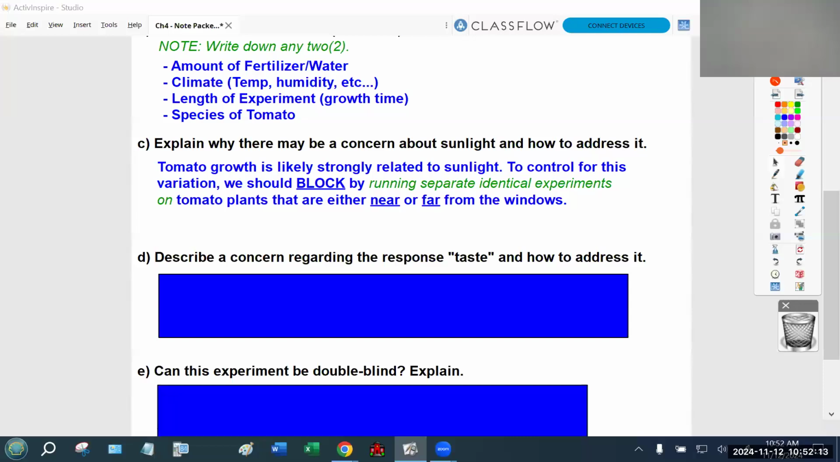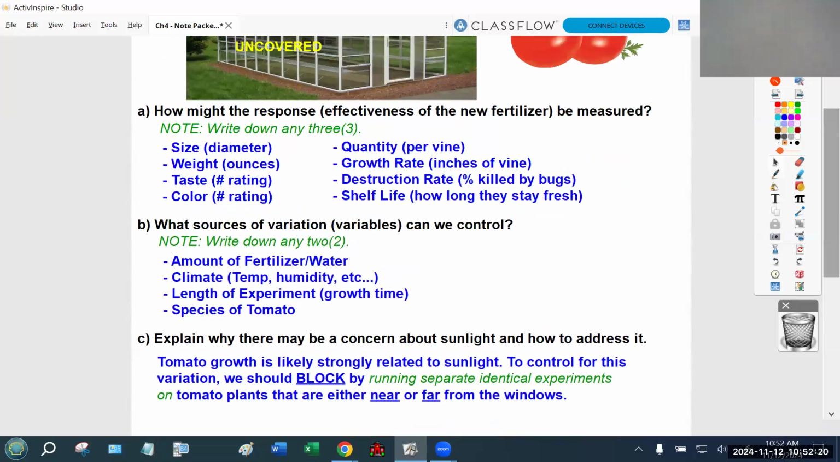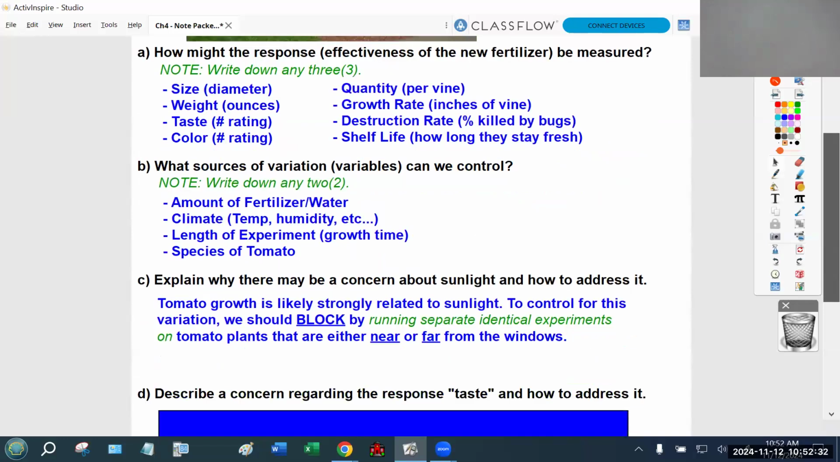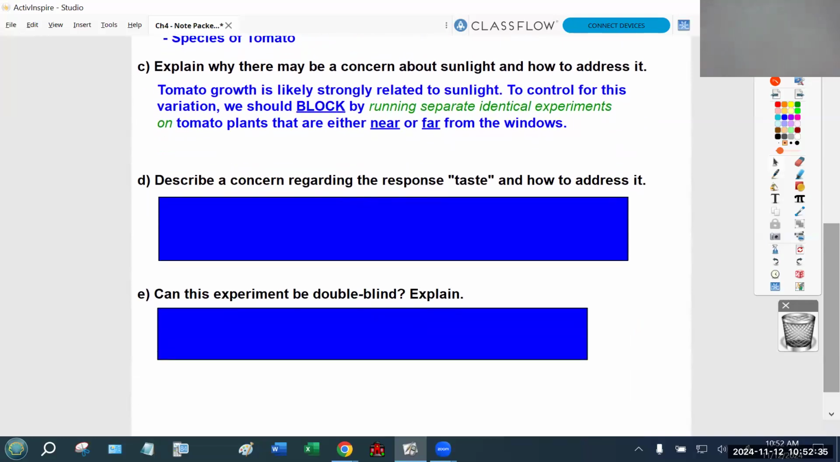Now, the next two questions are loosely related. Okay, I believe somebody in this class yesterday talked about color as being a response variable. I don't recall if it was this class or the other class, but I know somebody yesterday mentioned taste. I would argue that there's an inherent issue with taste, but there is a way to very quickly address it. Okay, describe a concern regarding the response taste and how to address it. Okay, so if I hire a professional taste tester to taste the tomatoes, I don't want them knowing which tomato got the new stuff and which tomato is part of my control group.